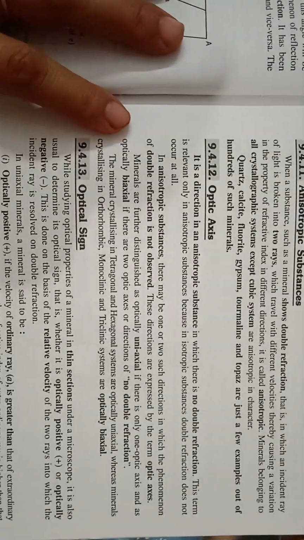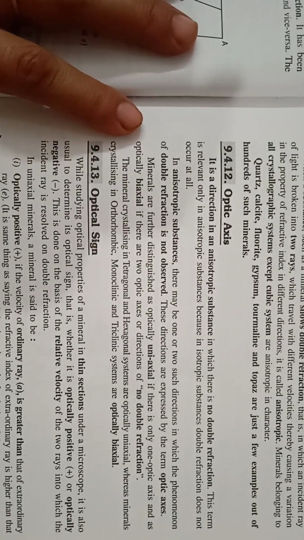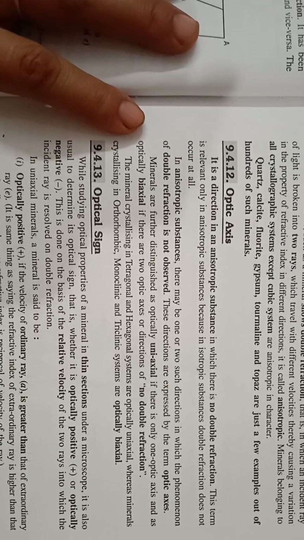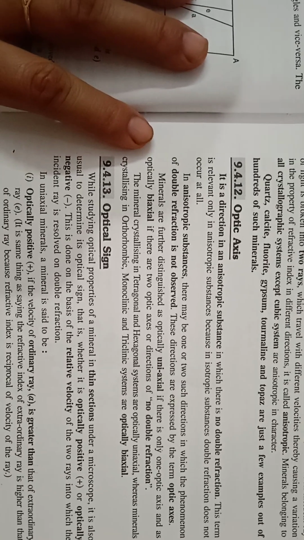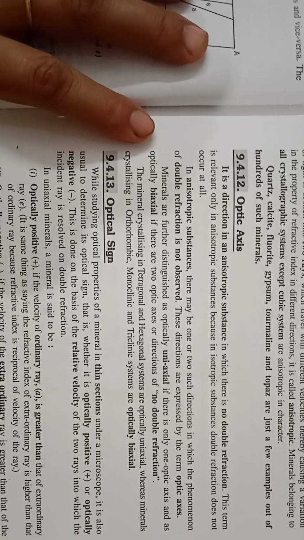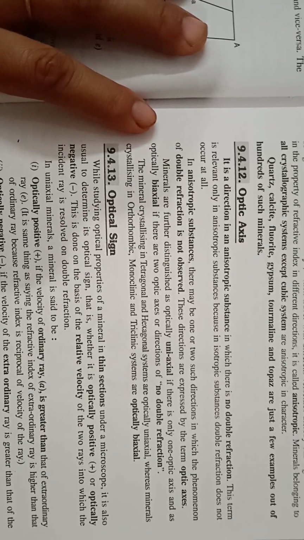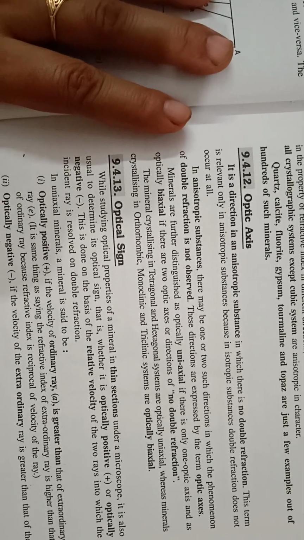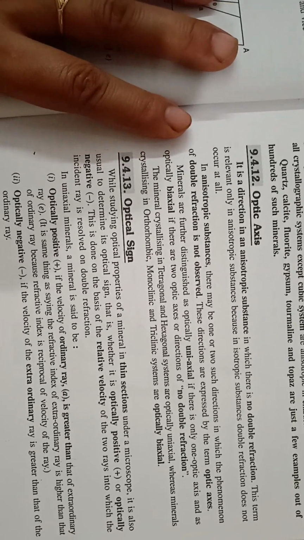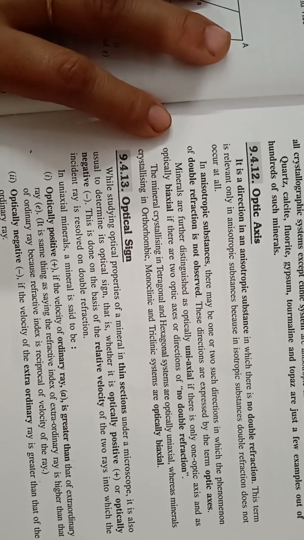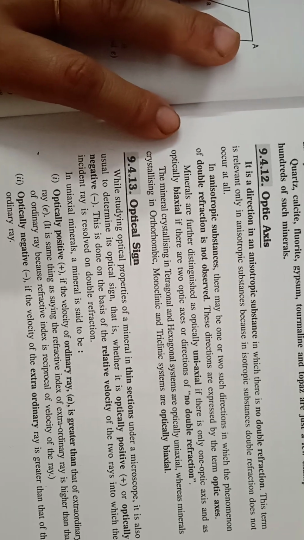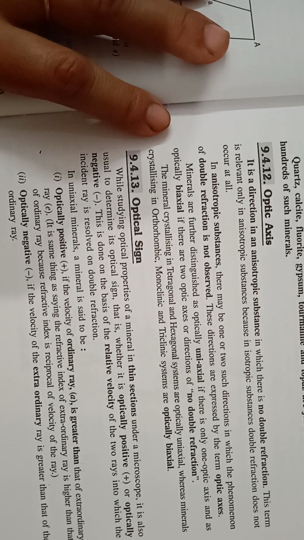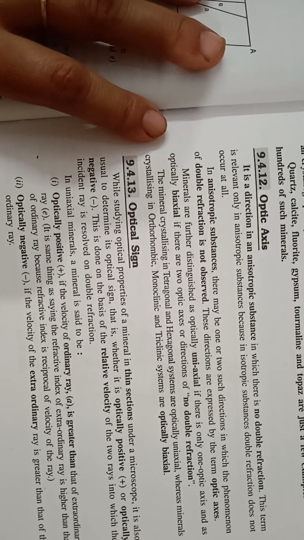Optic axis. It is the direction in an anisotropic substance in which there is no double refraction. This term is relevant only in an anisotropic substance because in an isotropic substance double refraction does not occur at all. In anisotropic substances there may be one or two such directions in which the phenomenon of double refraction is not observed. These directions are expressed by the term optic axis.